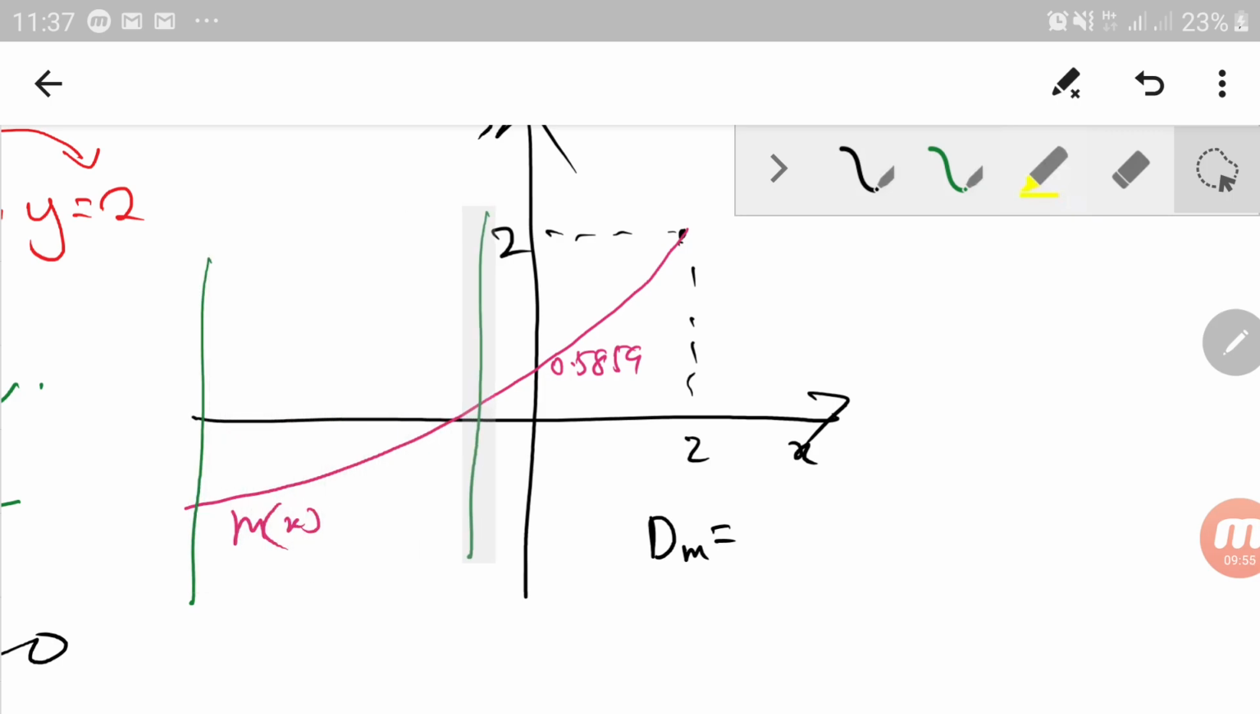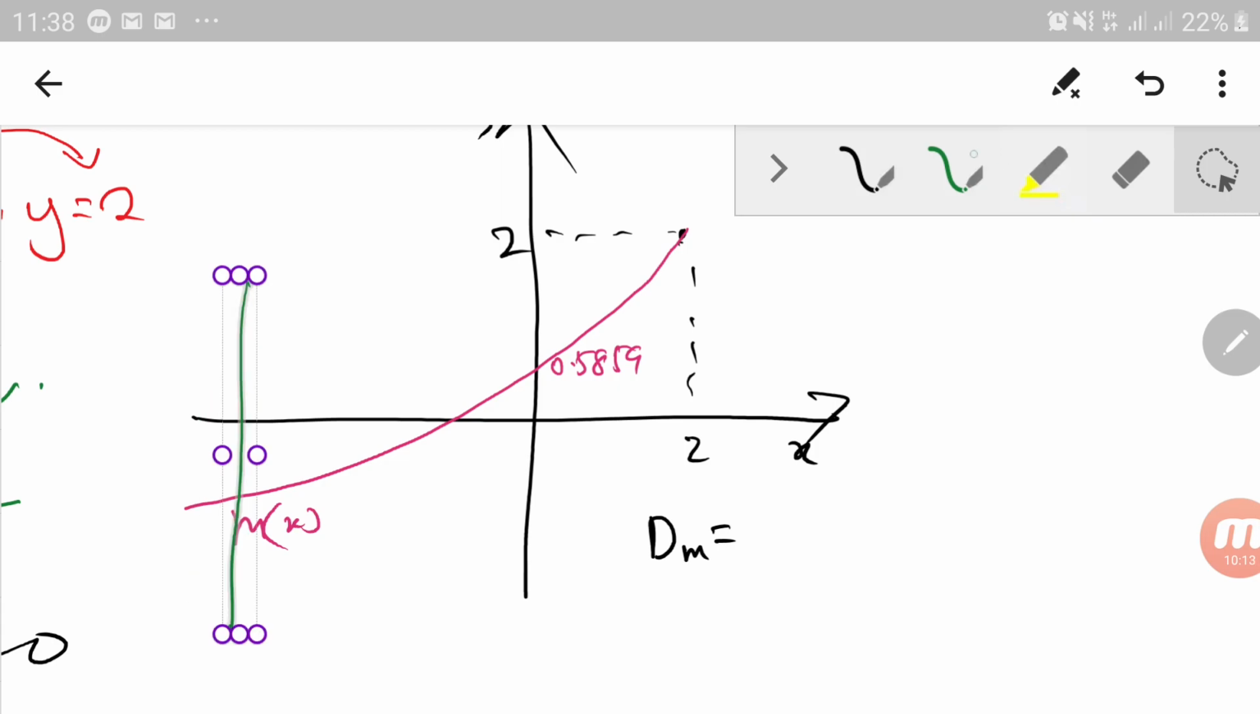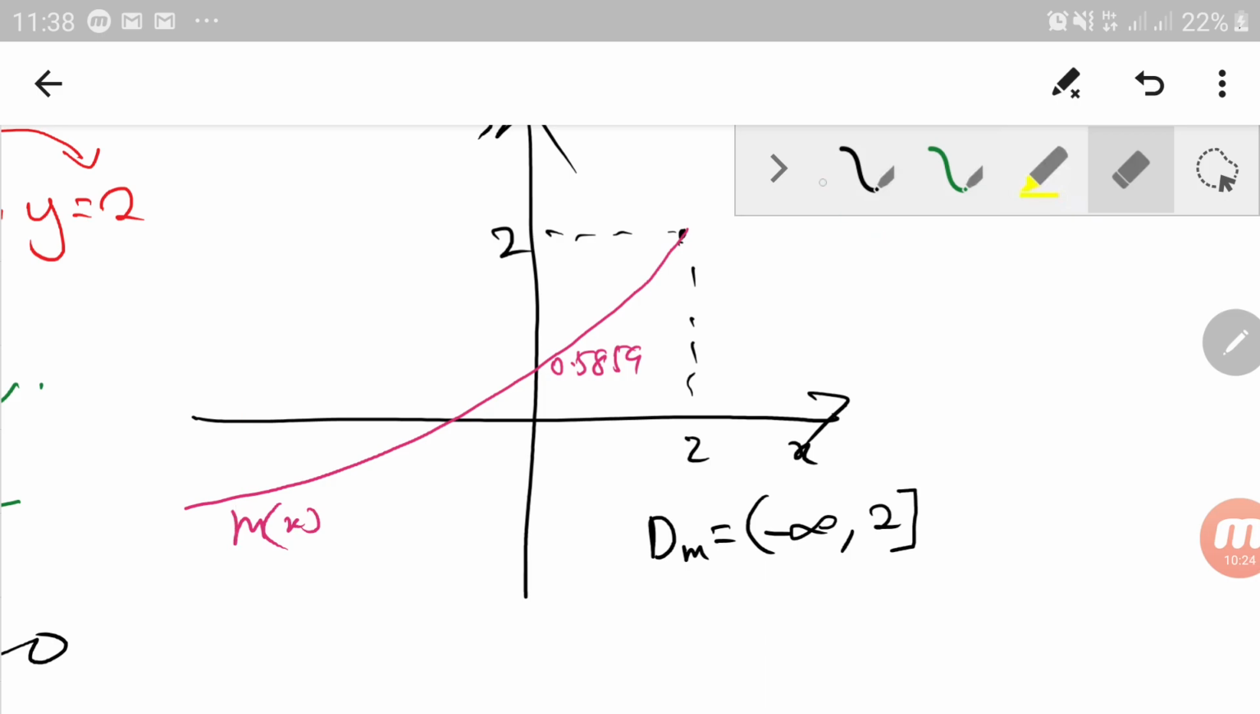As the green line moves towards the right, it always touches from minus infinity until 2. After 2, it doesn't touch. It means that there's no x that can be put inside the function. So it starts from minus infinity until 2. So that is the domain. Domain is from minus infinity until 2. Okay, 2 is included because it's a part of the function. Now how about the range of m?